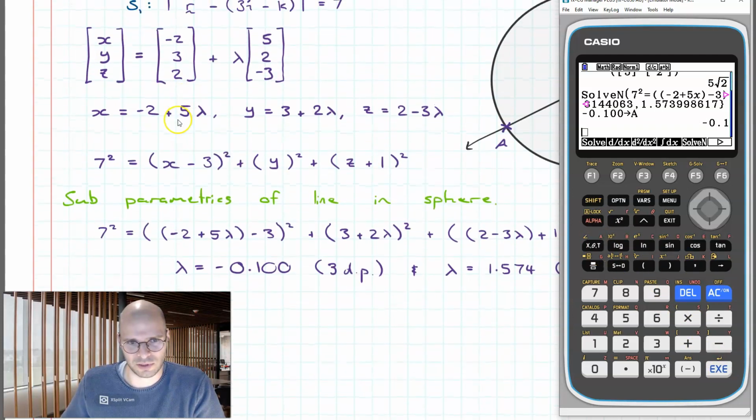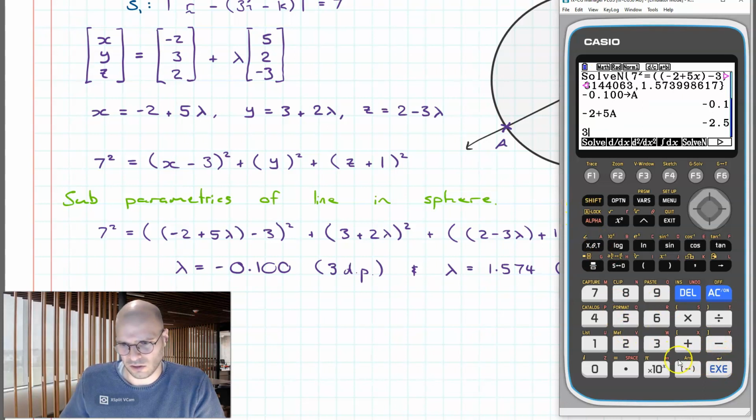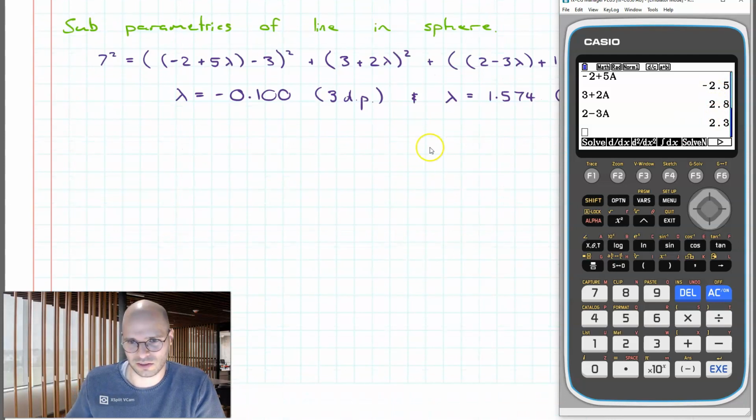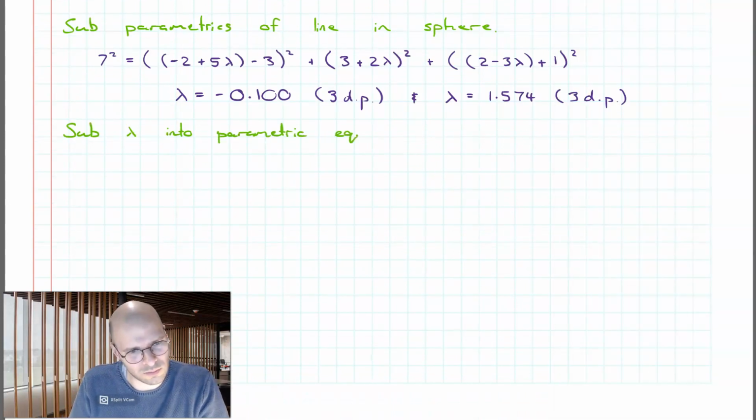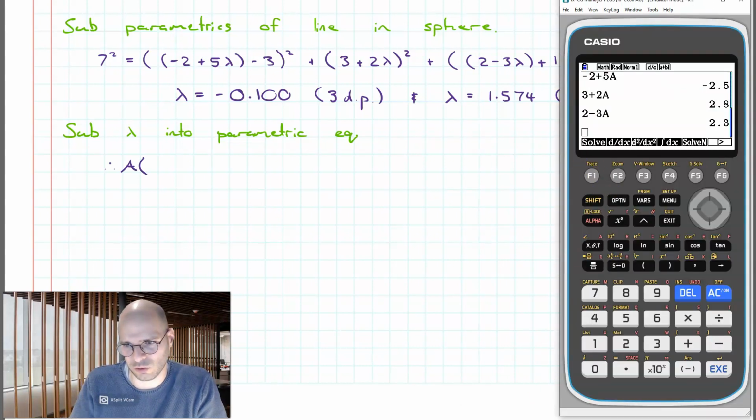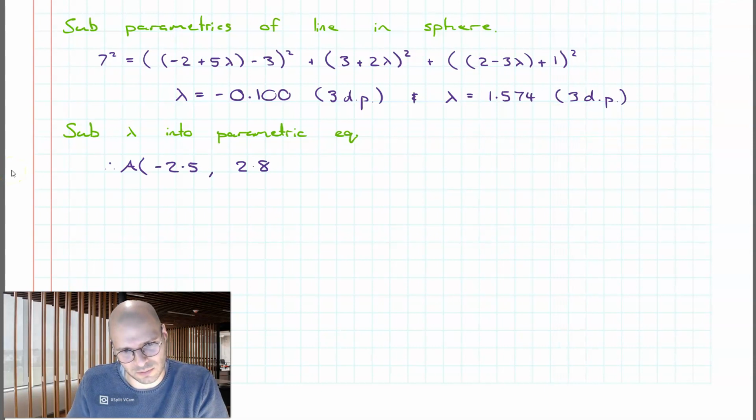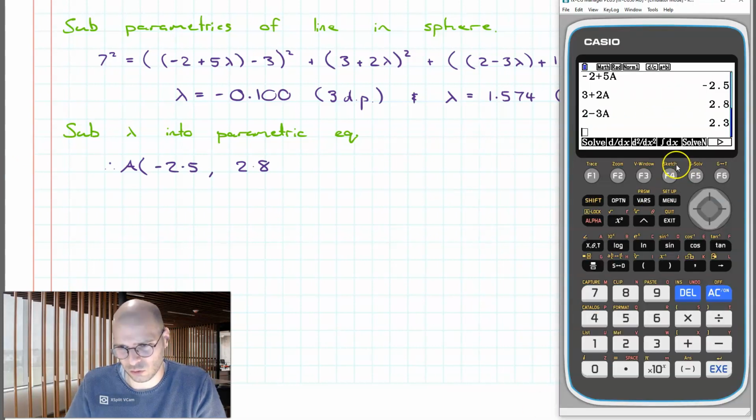Next, I'm going to type in the parametrics. So -2 plus 5a, 3 plus 2a, and then finally 2 minus 3a. And lo and behold, this reveals the location of the intercepts. So therefore point A, which is a point of intersection, is going to be minus 2.5, 2.8, and 2.3.